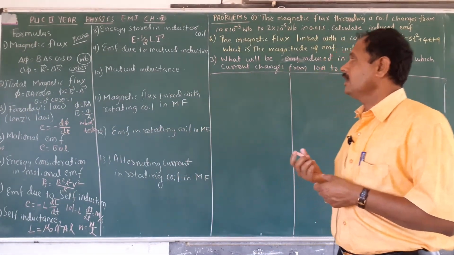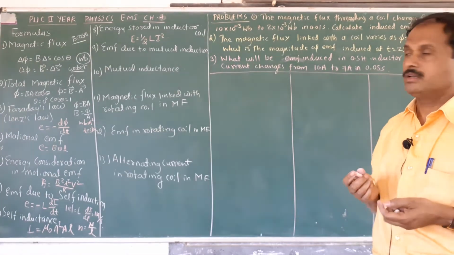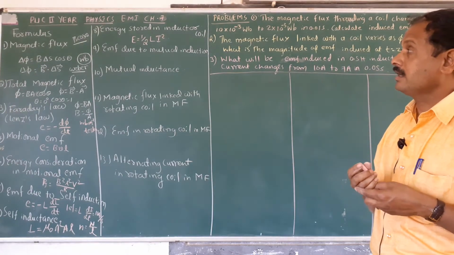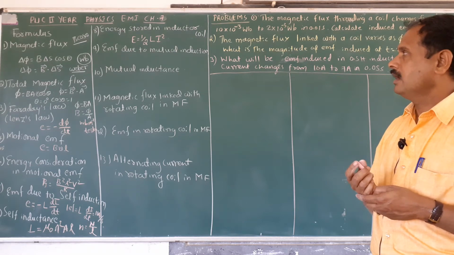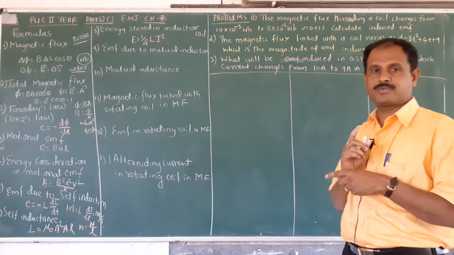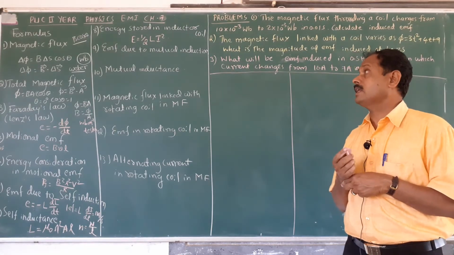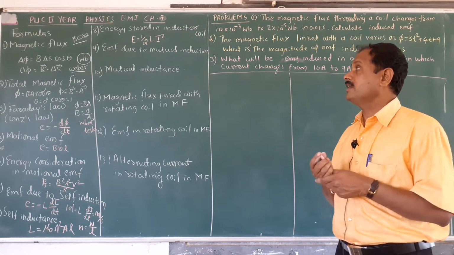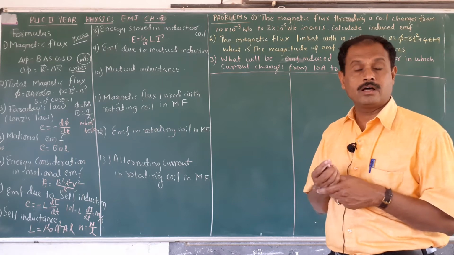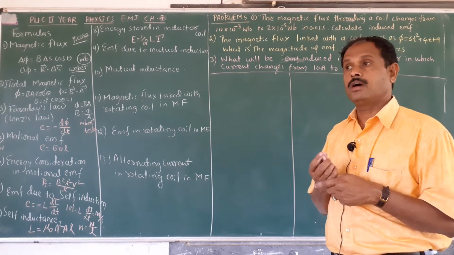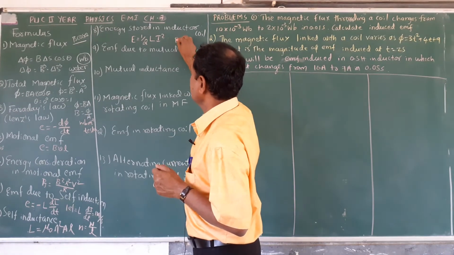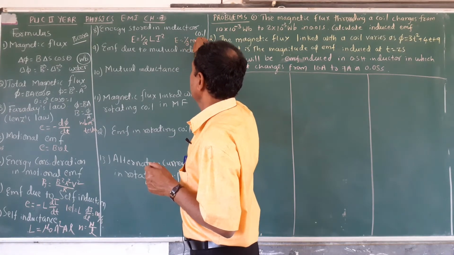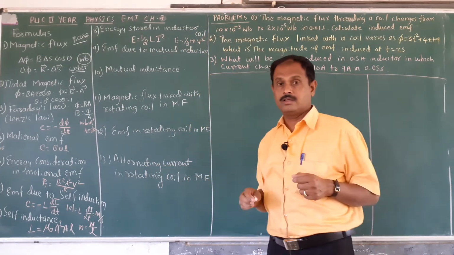I is the current. Energy is half L I squared. This is similar to the kinetic energy expression, E is equal to half m v squared. Therefore, self-inductance is analogous to the mass in mechanics. In mechanics, the energy is equal to half m v squared.